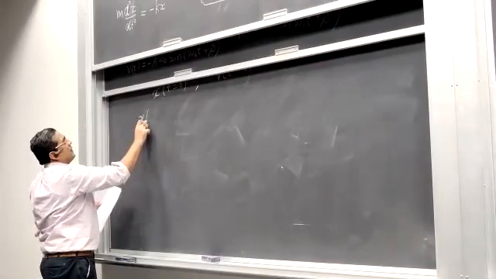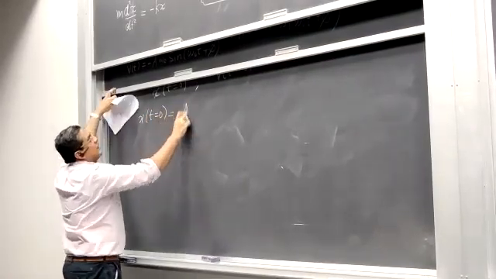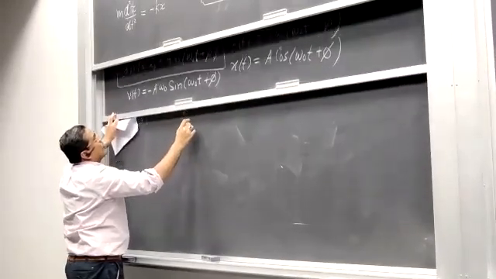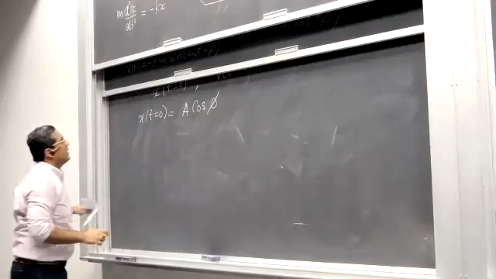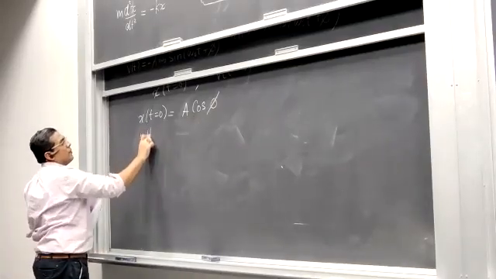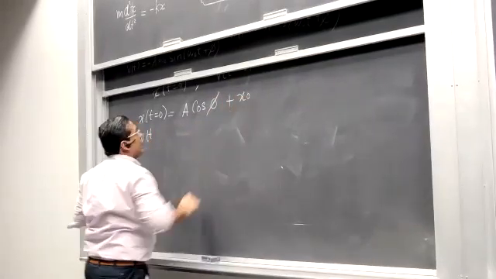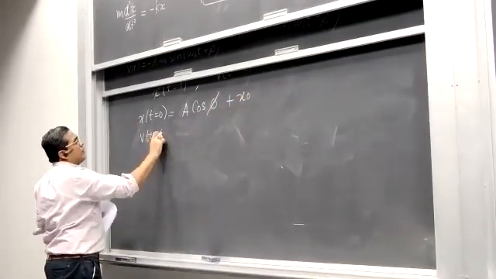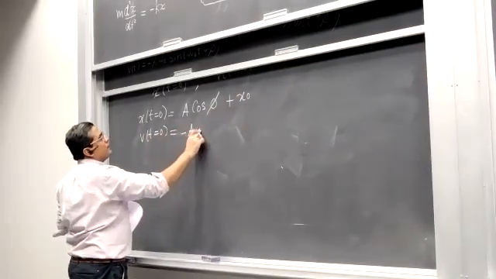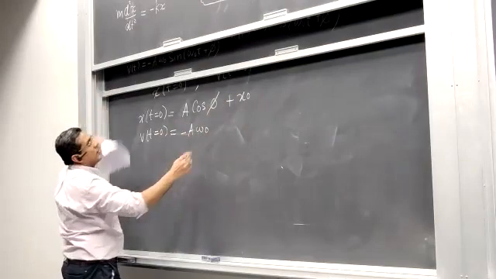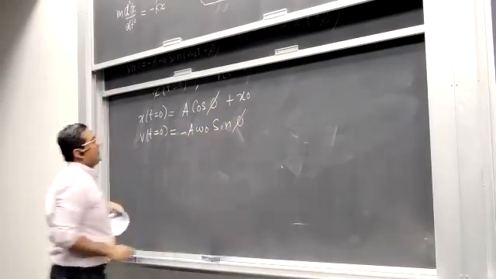x of t at 0 would be simply a cosine phi, and there would be, sorry, x naught here as well. And v of t at 0 would be minus a omega naught sine phi.